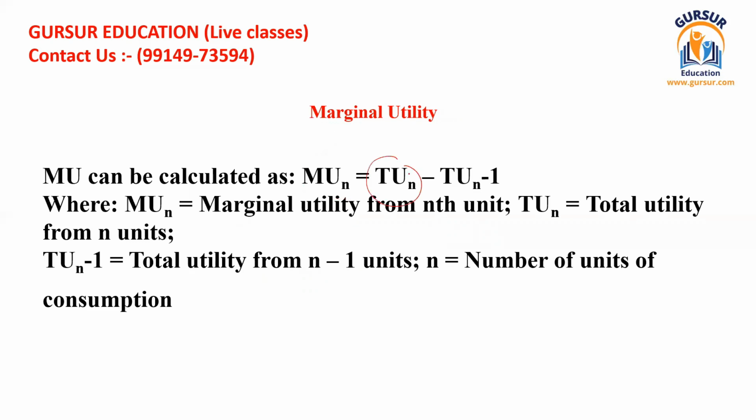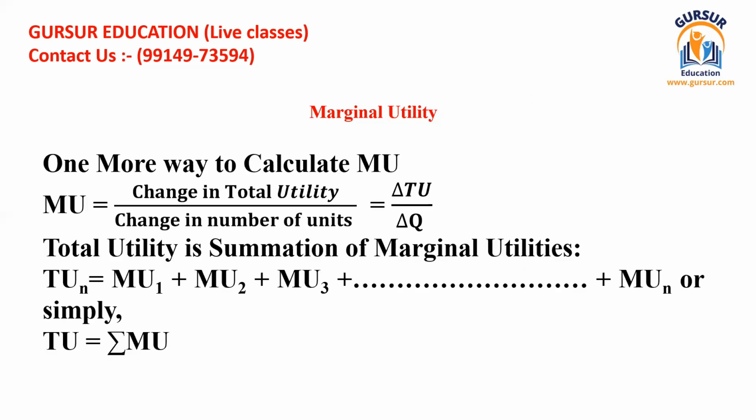This is TUn minus TUn-1, where TUn-1 is total utility from n minus 1 units. Suppose you have eaten 12 units. So how will you calculate it? The utility from 12 units minus the utility till the 11th unit. When you subtract these utilities, then you get the marginal utility. So this is just the additional utility you get after consuming one more unit.